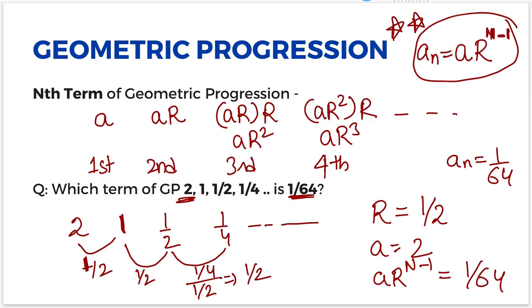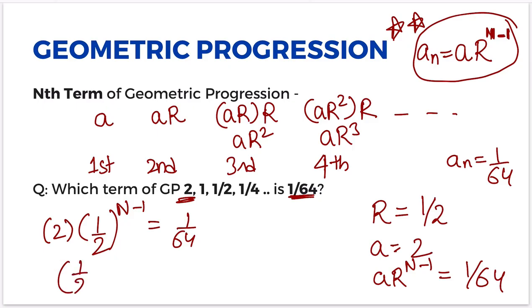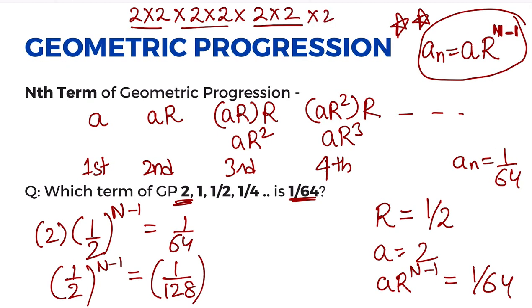So if you want, I can do this one for you. I'm just erasing this, correct? So A is 2, R is 1 by 2 raised to power n minus 1, that is 1 by 64, correct? So taking 2 on that side, that is 1 by 2 raised to power n minus 1 is equal to 1 by 128, right? Nice. So we have to calculate 128: this is 8, 16, 4 16s are 64 and 2, that is 128.